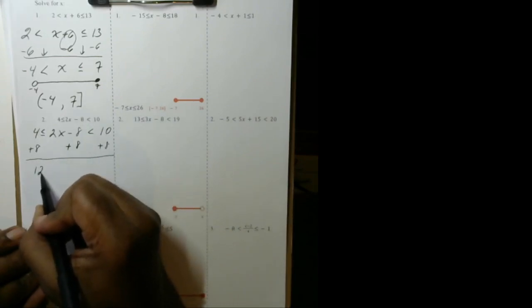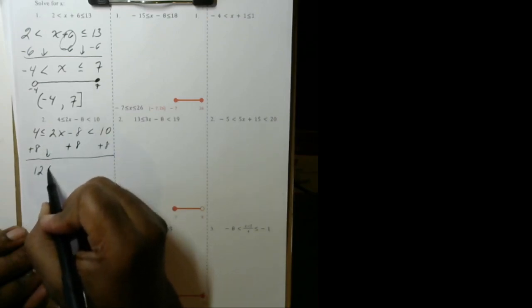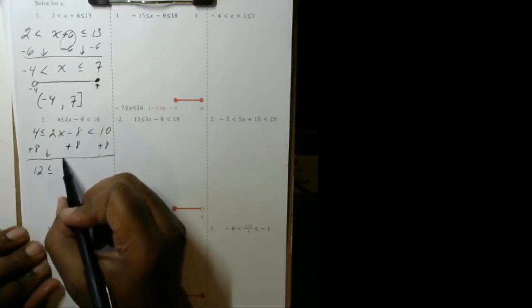So same signs add, we get 12, and it'll be a positive 12. The inequality comes down, which is less than or equal to. The 2x comes down, which is 2x. The 8s turn to 0. The inequality here comes down, which is a less than. And same signs add, we get 18.